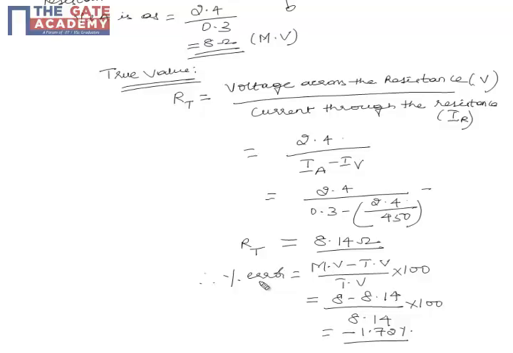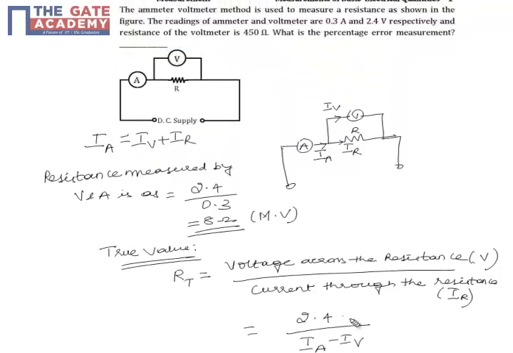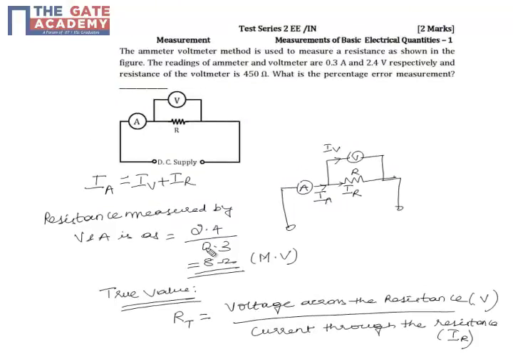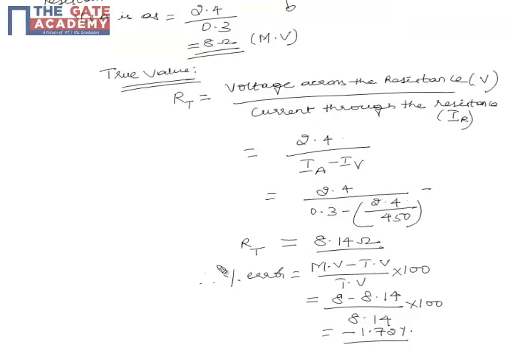So we know that percentage error is nothing but measured value minus true value by true value into 100. So 8 ohms minus 8.14 by 8.14 into 100, which comes negative as minus 1.72%. So it's a fill in the blank. So here we don't have options. So the answer is minus 1.72%.